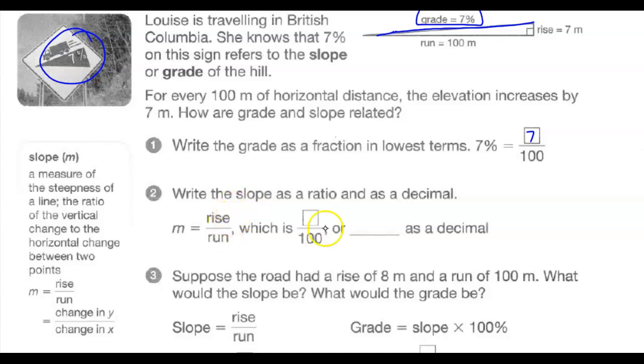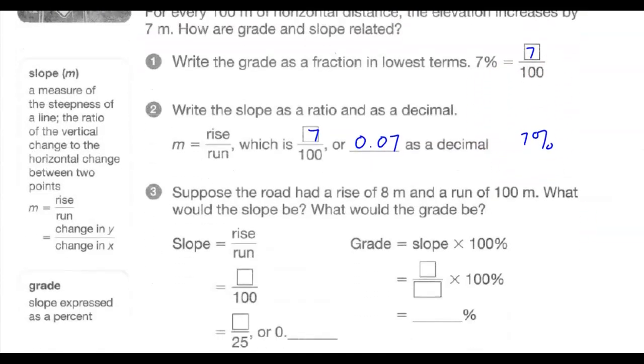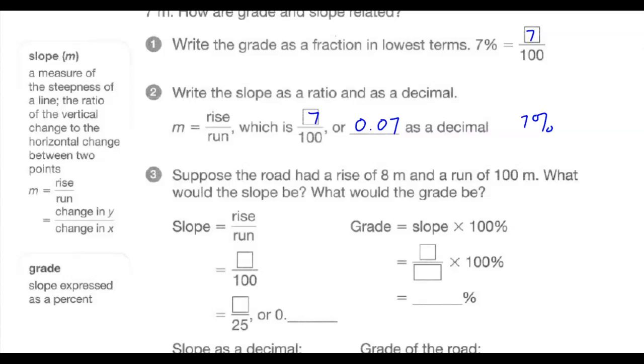Slope as a ratio, the rise is 7, the run is 100. As a decimal, that's 0.07. Which as a percent is 7%. Right, so these are the same. The grade and the slope are the same, just a different way of representing it. Typically, grades we use for building, construction, roads, ramps, that kind of thing, and they're usually shown as a percent.